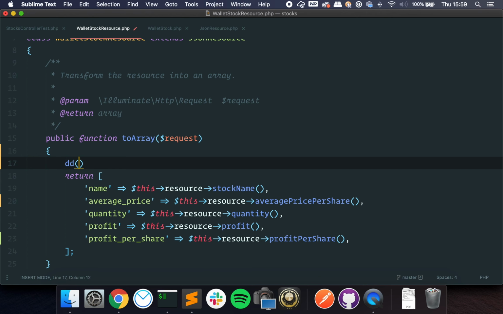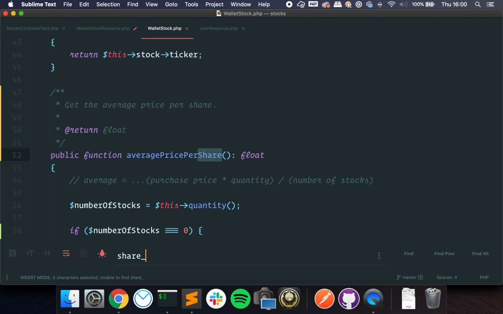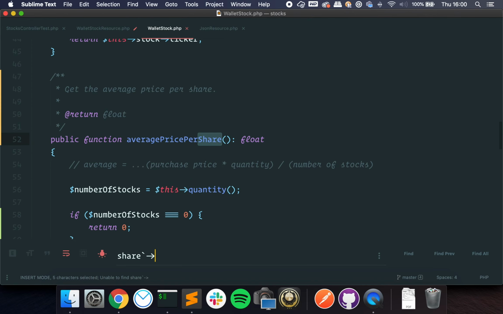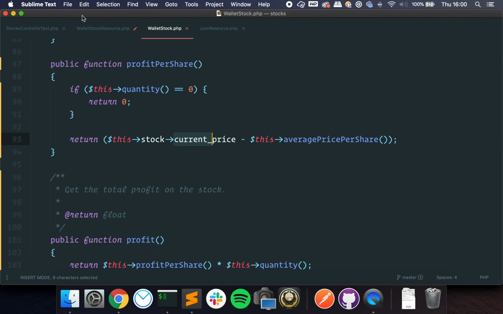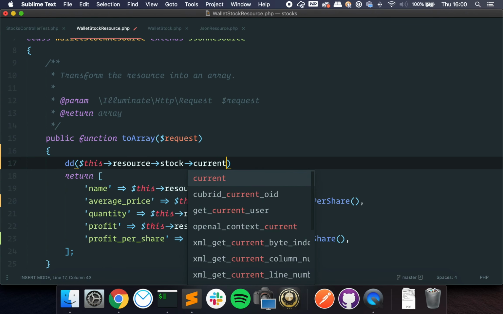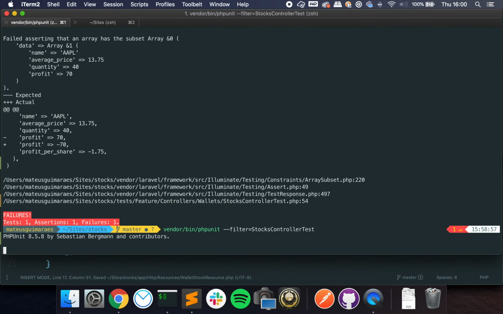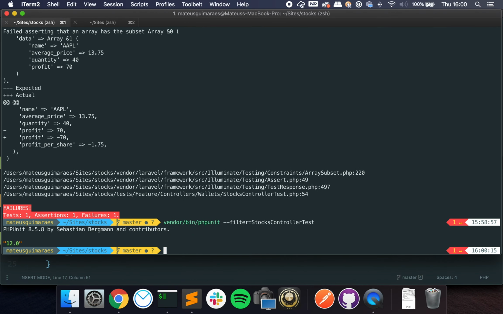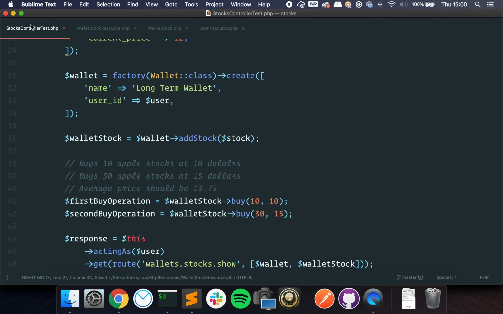What is the share price? Let's see. How do I see the share price? Okay, that makes no sense. It's 12. I mean, oh, we are losing money. Okay, this makes sense. If the stock is now valued at $12 and our average price on it is 13.75, we are losing money. I'm so dumb. It was correct.